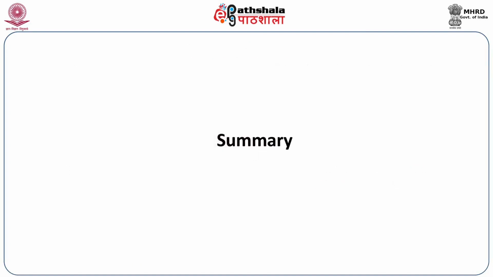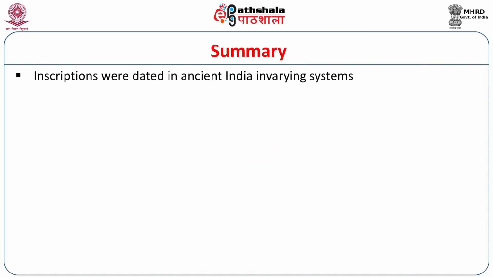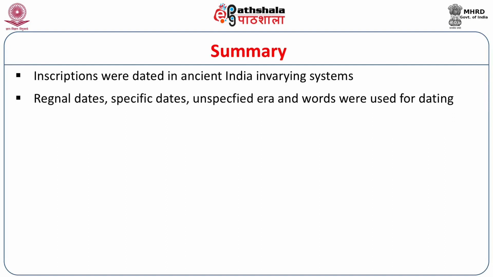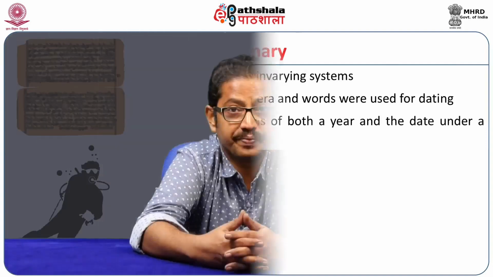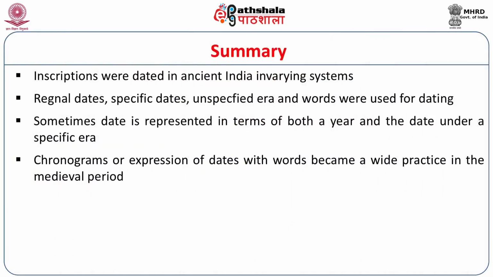Now we may summarize the whole discussion. Inscriptions were dated in early India, as we have seen, in varying systems. We have regnal dates, we have specific dates, we have unspecified eras, and words used for dating inscriptions. Sometimes a date is represented in terms of both a year and a date under a specific era. There is also the reverse case. An inscription is dated neither in terms of a particular era nor in terms of the particular year of a king. It might only record the date of the year, as we saw in the case of the Jamui inscription. And then chronograms, or expressions of dates with words. This became a wide practice, as we have just seen with several examples. We have hundreds and thousands of examples of this throughout South Asia.